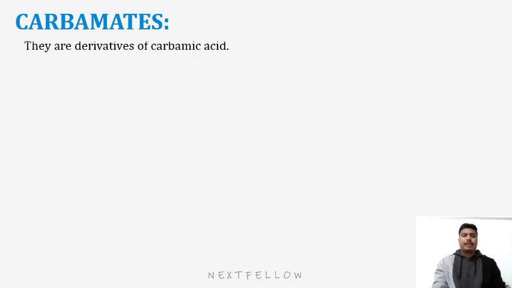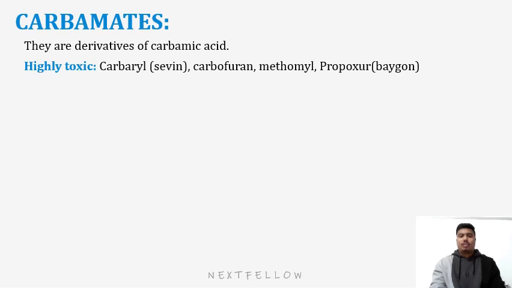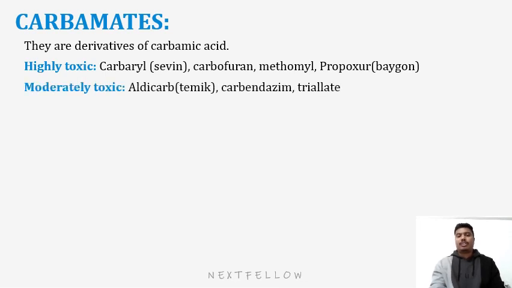Now what are carbamates? Carbamates are derivatives of carbamic acid. They are marketed in the form of powders and solutions. They are divided into two types on the basis of their toxicity. The first is highly toxic; examples are carbaryl, also known as Sevin, carbofuran, methomyl, propoxur, also known as Baygon. And moderately toxic; examples are aldicarb, carbendazim, and triallate. Aldicarb is also known as Temik.